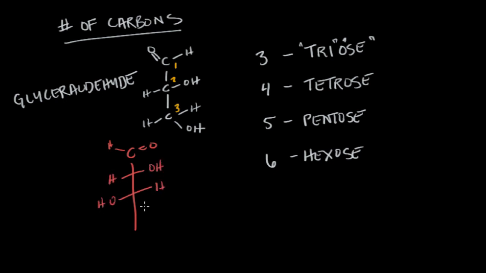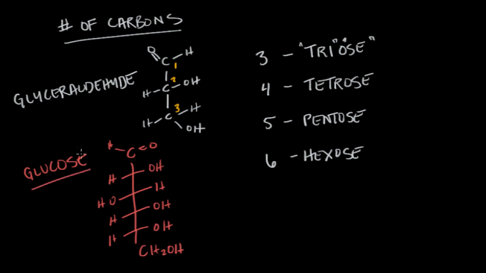So this carbon chain has 6 carbons. We've got 1, 2, 3, 4, 5, 6 carbons, and this is a hexose called glucose. Now, in the case of glucose, the functional group is an aldehyde, just like our glyceraldehyde. So the functional group up here is an aldehyde. But what if we make it a ketone?